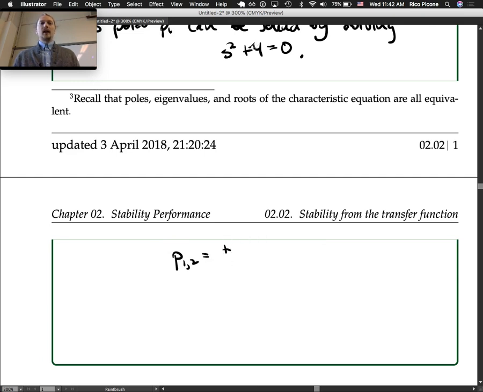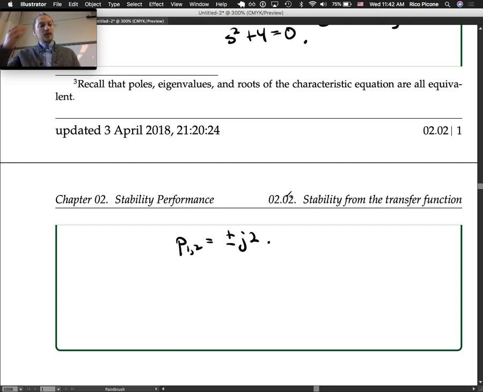So negative 4 over here, so you're going to have plus or minus j2, right? Because square root of minus 1 sneaks in there. So both poles are on the imaginary axis. So I'll just do a little pole plot here, at plus 2 and at minus 2, j2. And so they're on the imaginary axis, and therefore, what is the system? What's the stability status of the system?